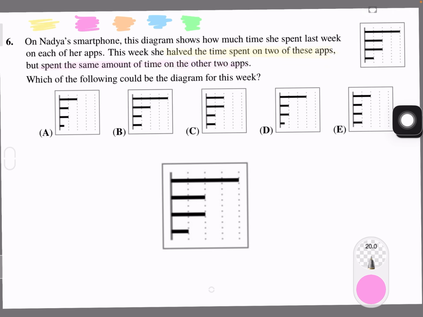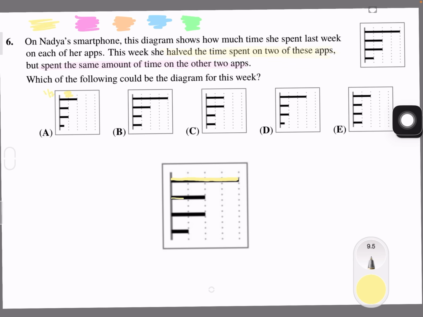So to solve this problem, we can go through each of the answer choices and see which of these matches our description. Starting with A, we see that the first one goes 1, 2, 3, and 4, and for the first one, it only goes to 2. So this must mean that this might be one of the apps that she has halved. So the first one, she's halved.